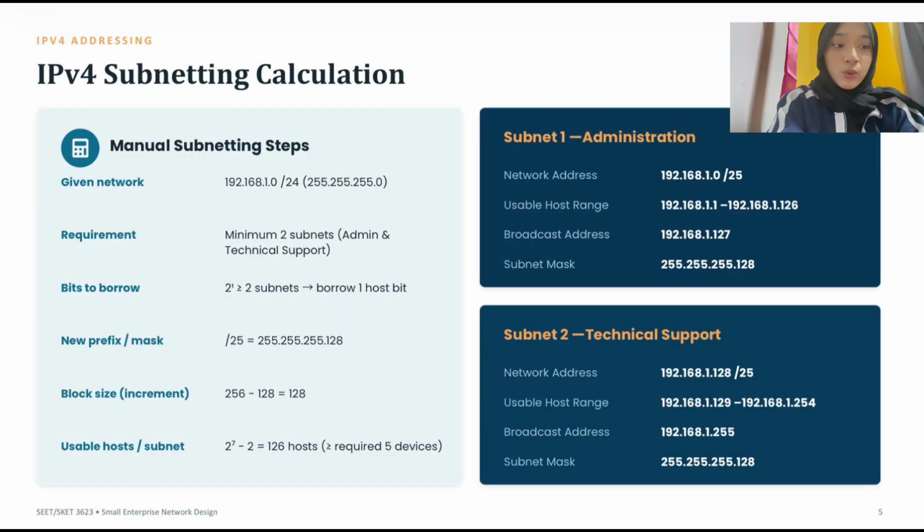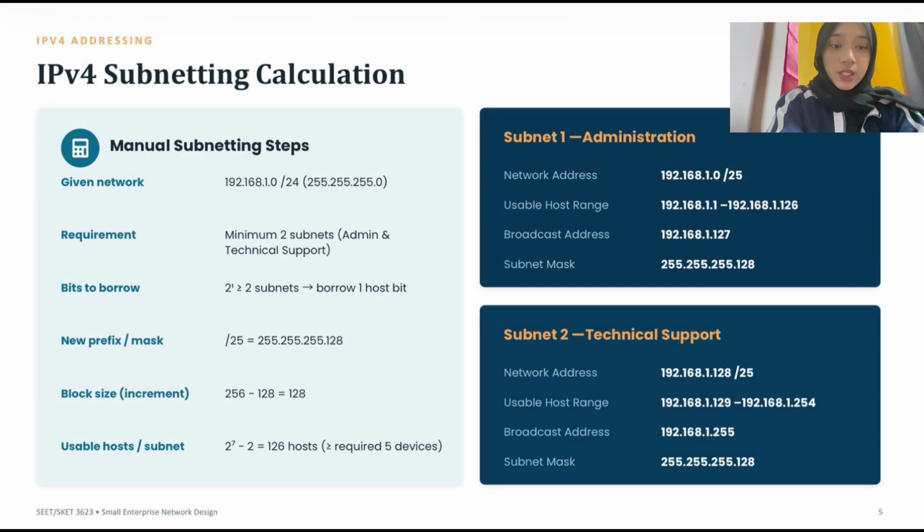So the diagram below illustrates the two logical subnets, and the router connects both of the subnetworks and also acts as the default gateway for each department. For IPv4 addressing, we started with 192.168.1.0/24 and also subnetted it into 2 networks.